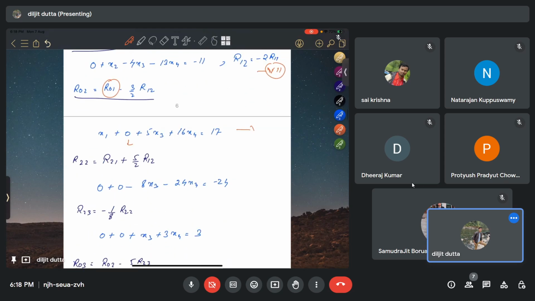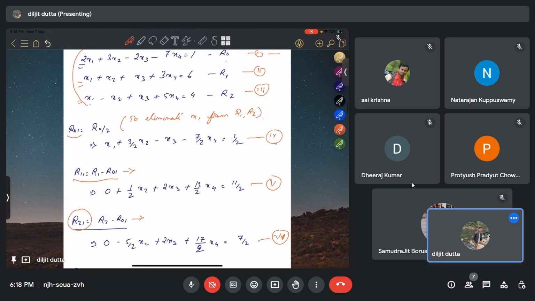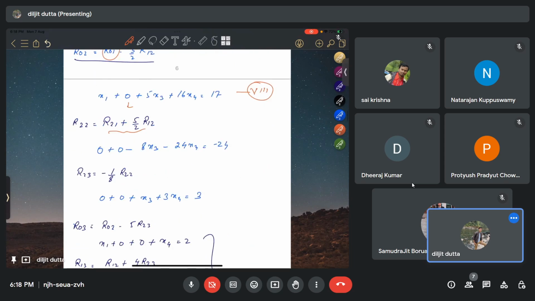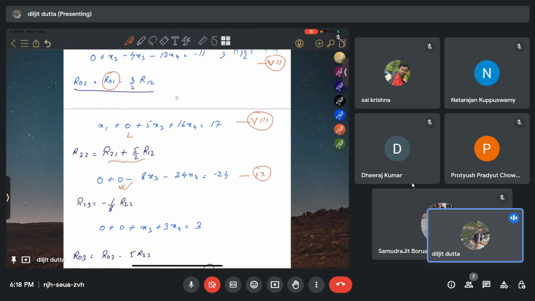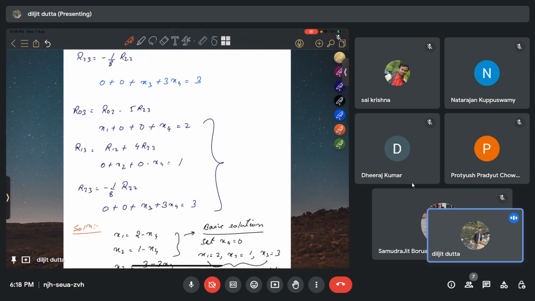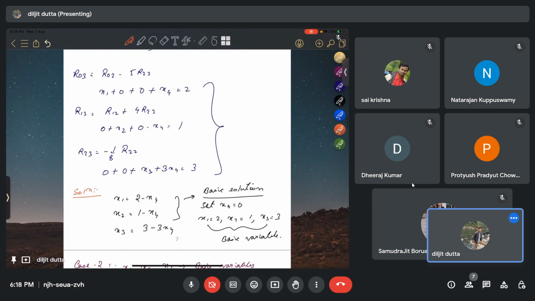And finally we get this 8th equation. Secondly, we also need the coefficient of x2 equal to 0 in the third equation. Here also we will do a row operation, R21 plus 5 by 2 R12, and we will get the coefficient of x2 equal to 0, as you can see here, marked as 9. Similarly we can do this for the x3 variable. For x3 we need the coefficient of x3 equal to 1 in the third equation, and we need 0 in the first and second equation. Similarly we will do the row operation, and finally we will get a set of equations.